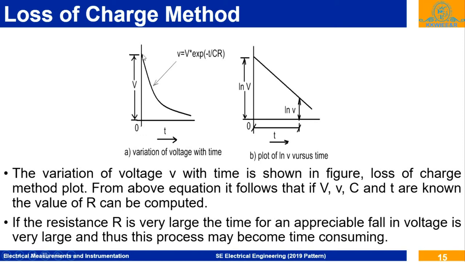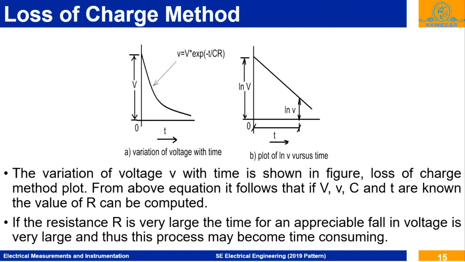Okay. So here we have the graph of the discharging of the capacitor. As time passes, the capacitor will discharge and the voltage reduces to 0. Okay. So it is as good as discharging of a battery. The variation of the voltage with respect to time is shown in the figure. So from the above equation, it follows that if V, small v, C and t are known, the value of R can be computed.